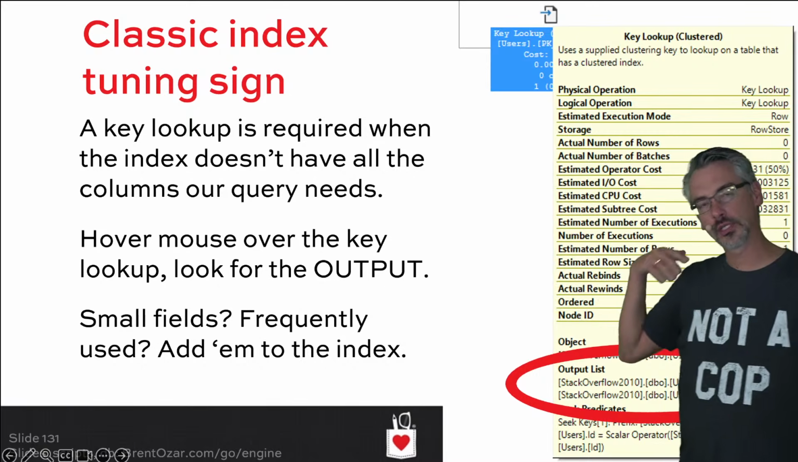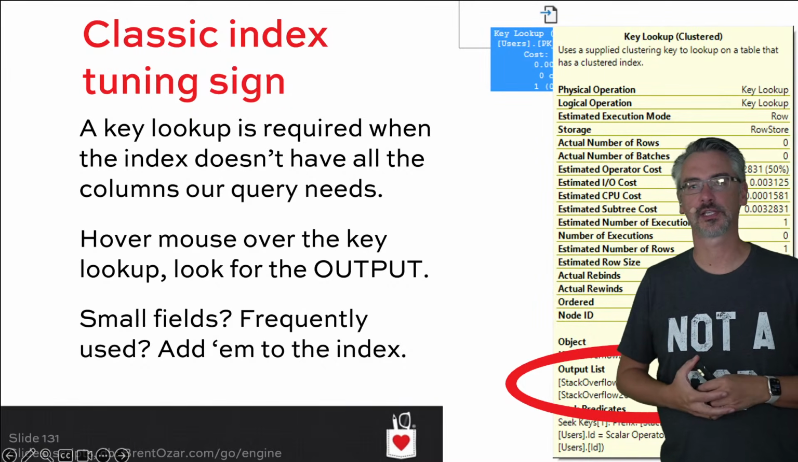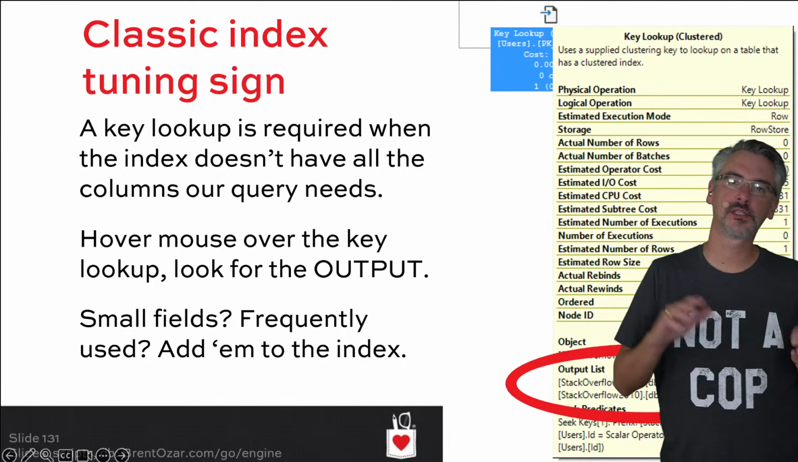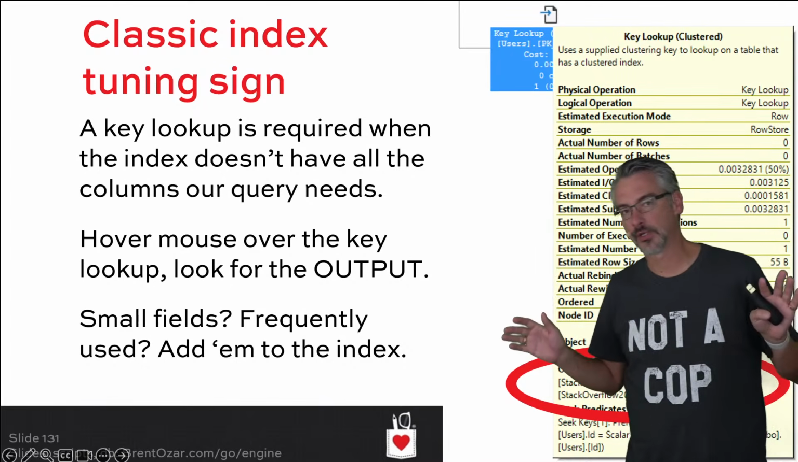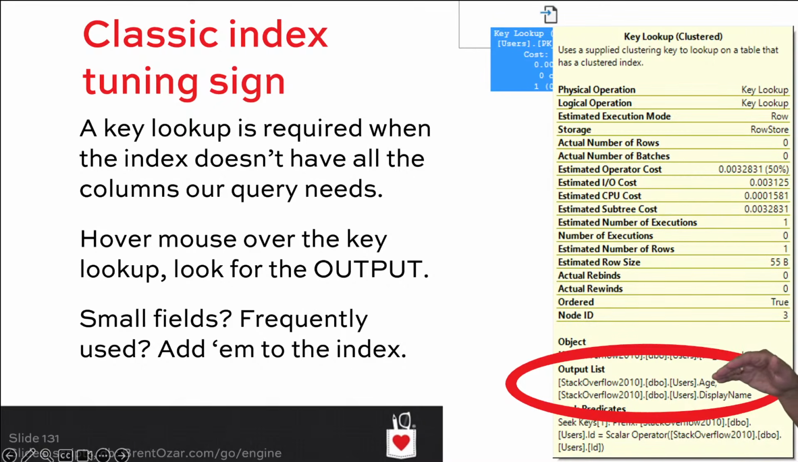And I mentioned earlier in the session that a key lookup is a classic sign that you should probably consider, not a slam dunk, but you should probably consider adding a couple of columns to your indexes. If you hover your mouse over that key lookup, you'll see an output list. That's the additional set of columns that you could add to your index, and then SQL Server will be able to run your query faster.